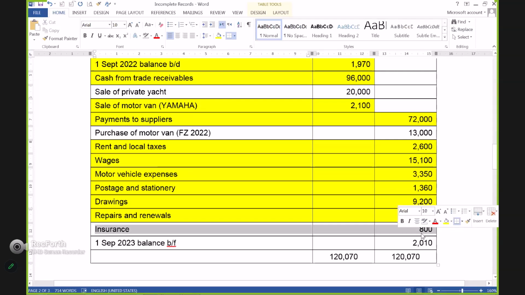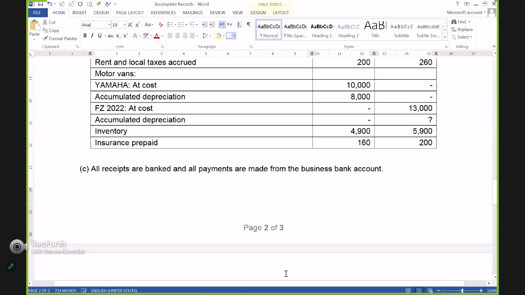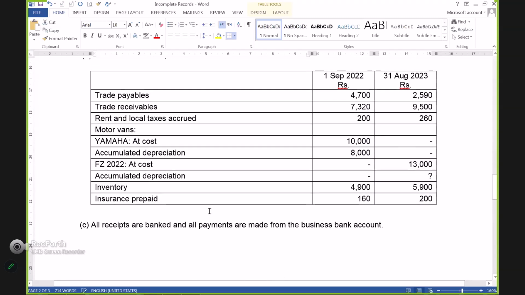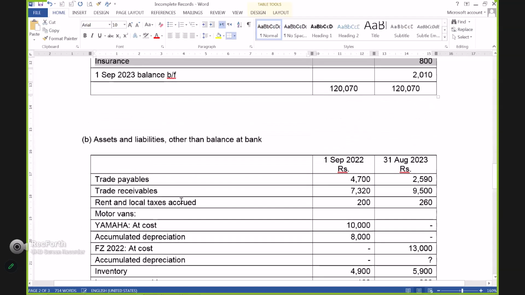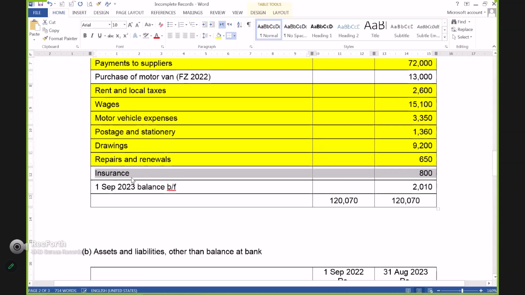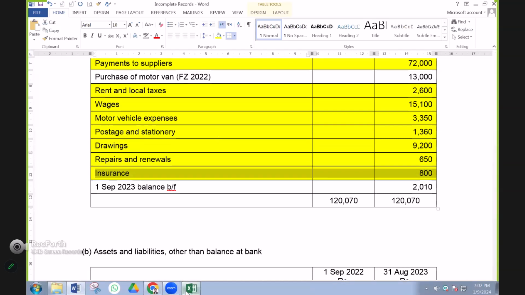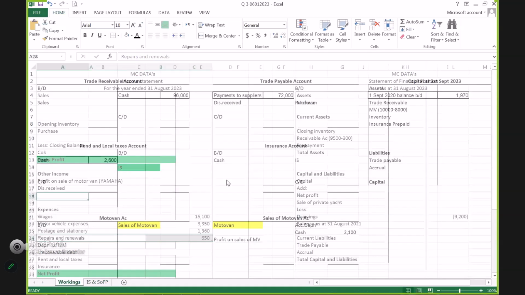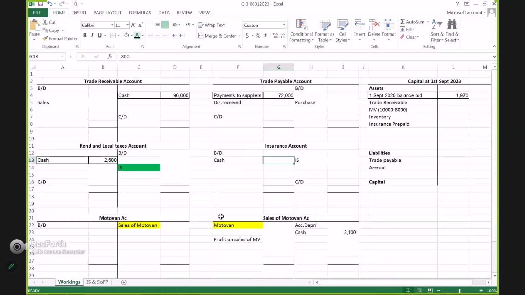Then insurance. What do you mean by insurance? Insurance is also an expense. Here insurance is not given, so we have to prepare the ledger of the insurance account. What is the journal entry? Cash account credit, insurance account debit. So insurance account debit, cash 800.